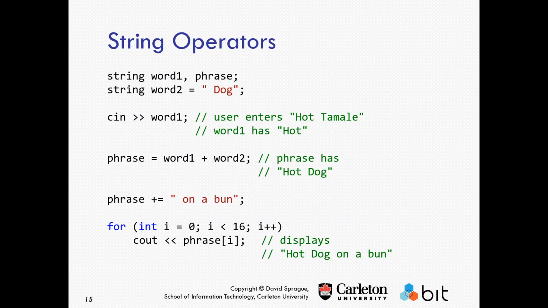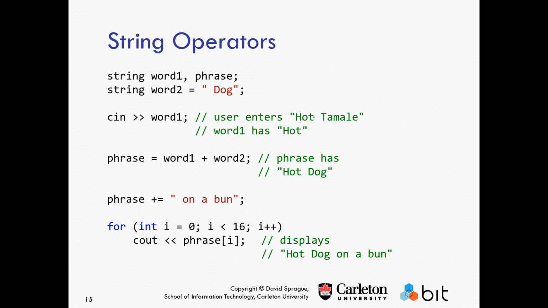So I'm going to do one more example, then we're going to code something up and see how things work. We're going to look at a C string and we're going to look at a normal string. Okay, so here's word 1 and phrase 1. They're two strings. Word 2 is going to be equal to dog. We're going to take user input for word 1. Word 1 doesn't have anything in it. We will get user input and stick it into word 1. So the user, I'm going to say, is going to write the word hot tamale. Why? Because they do in this example.